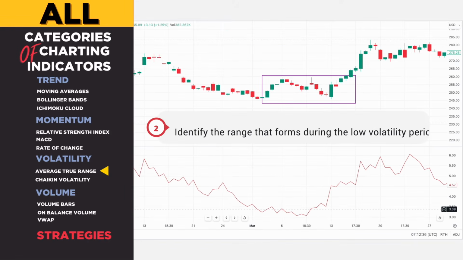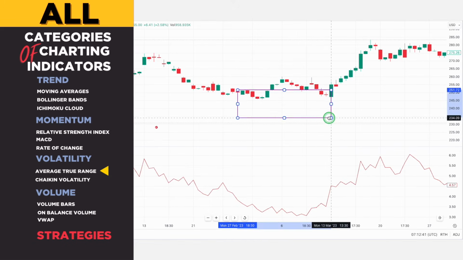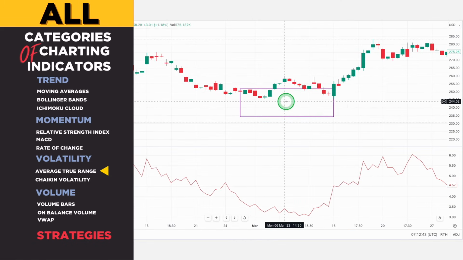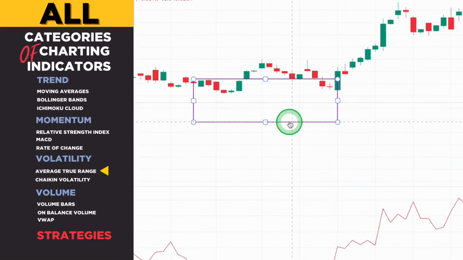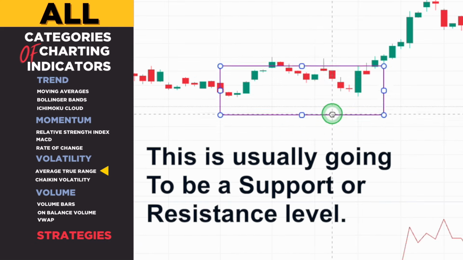The next thing is you want to identify the range that forms during the low volume period. This trading range is going to be very important because this is where the market is going to consolidate before making that breakout. So this is usually going to be a support or resistance level.